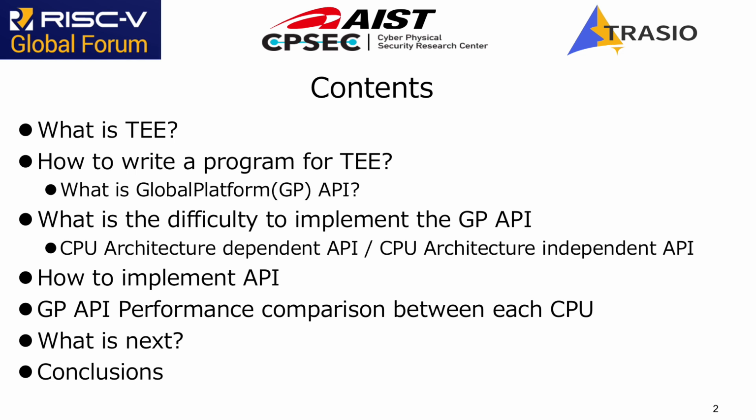And we introduce the implementation difficulty, the CPU architecture dependent API and the CPU architecture independent API on the crypto library. And we also measure the performance of each GP API and report it. Finally, we summarize the conclusion and the next step.